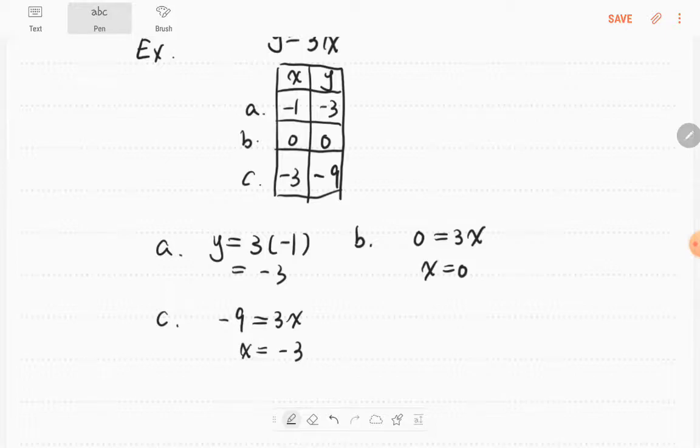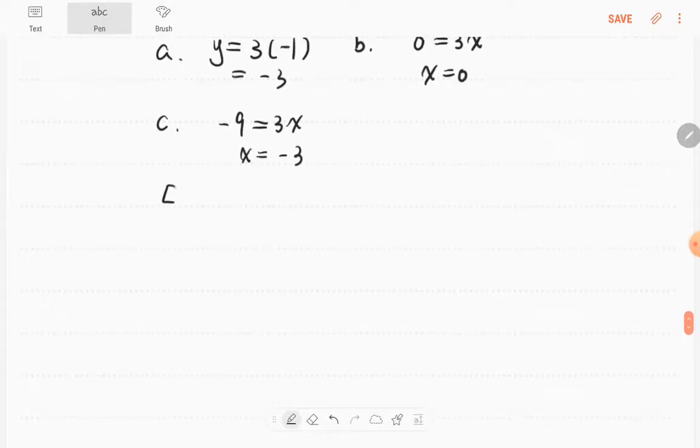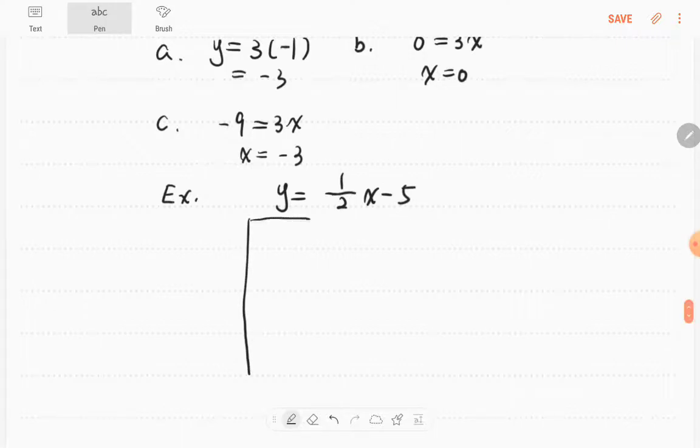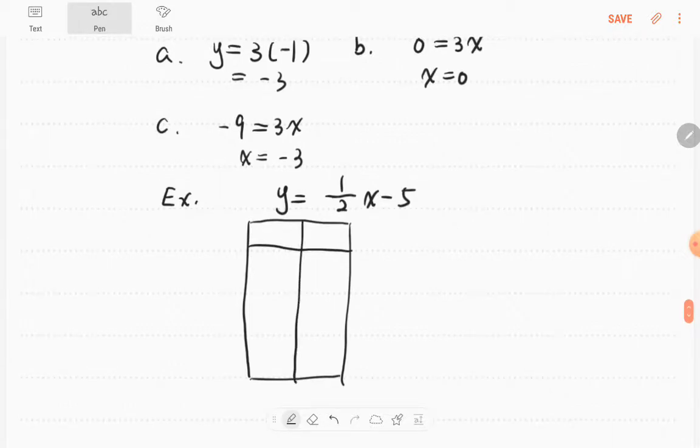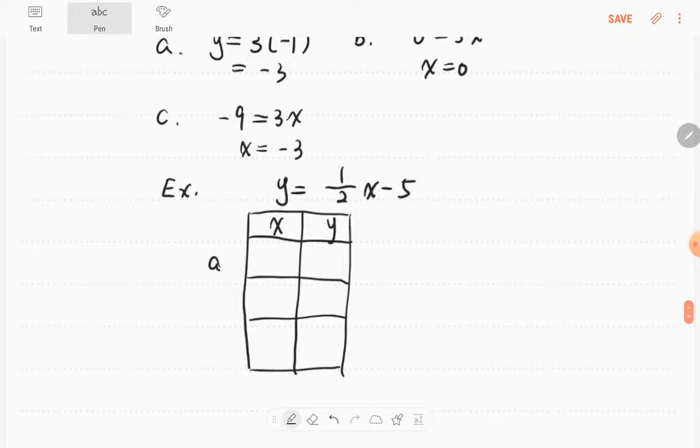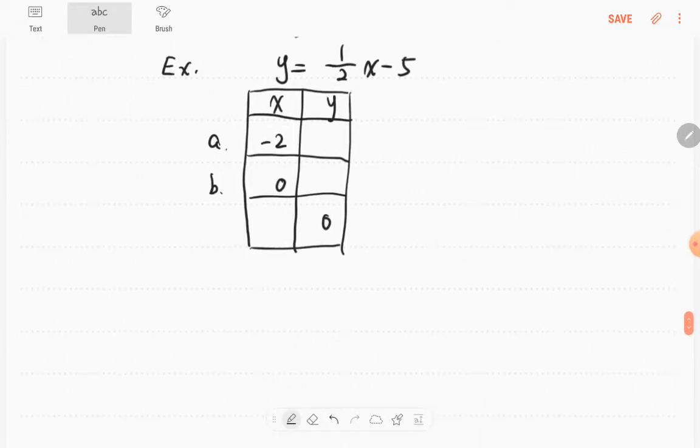We can try to do another example. So this time we have a different equation, and we list the table. So we know the first column is x, the second column is y, and the first point is -2, and then the remaining points. Then we will use this equation and the values we have to complete the whole table. How can we do it?